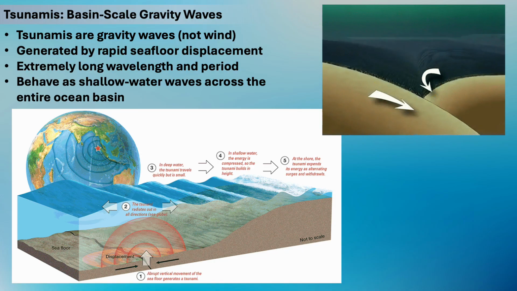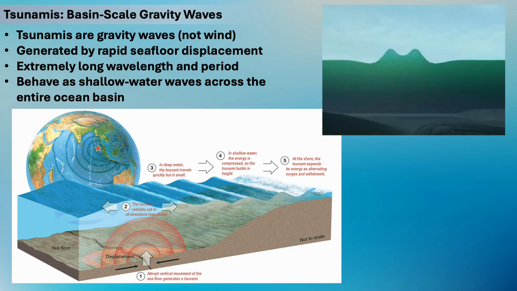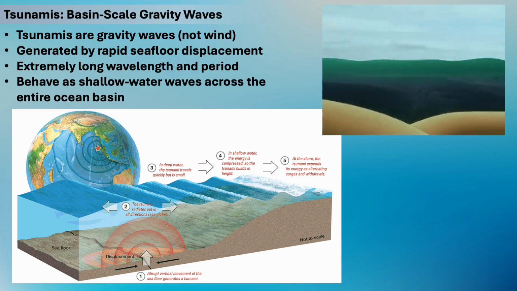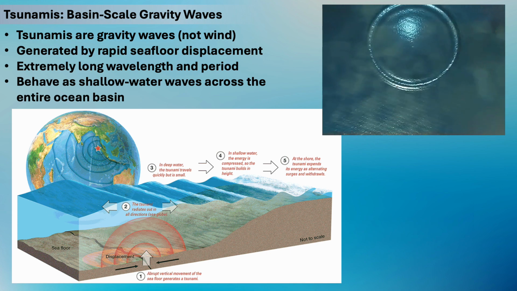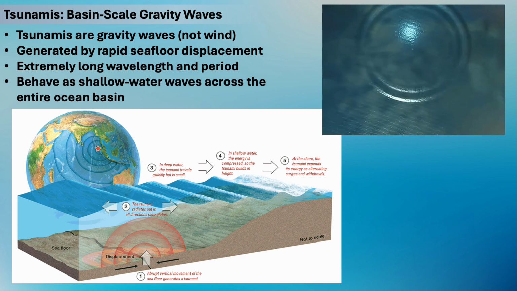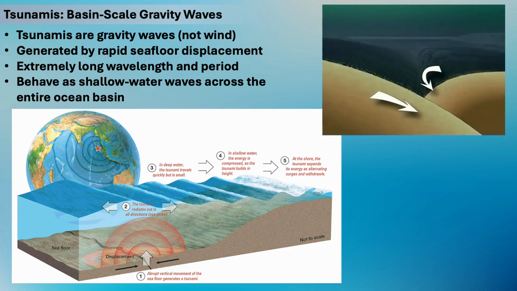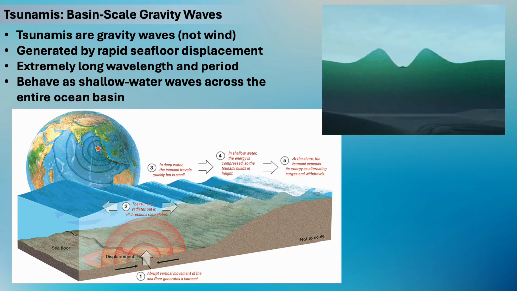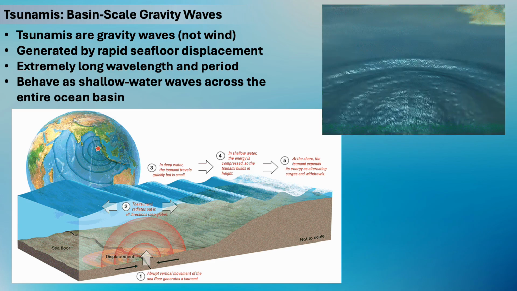Because the water column is displaced from bottom to surface, the resulting wave has an extraordinarily long wavelength, often on the order of tens to hundreds of kilometers. The wave height in the open ocean may be very small, sometimes even less than a meter. But the key point is that the wave involves motion of an entire water column, not just the surface.